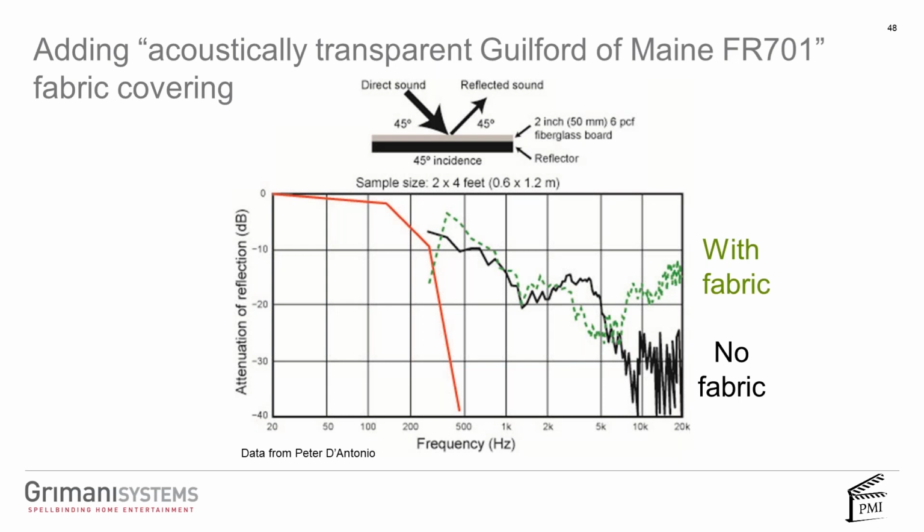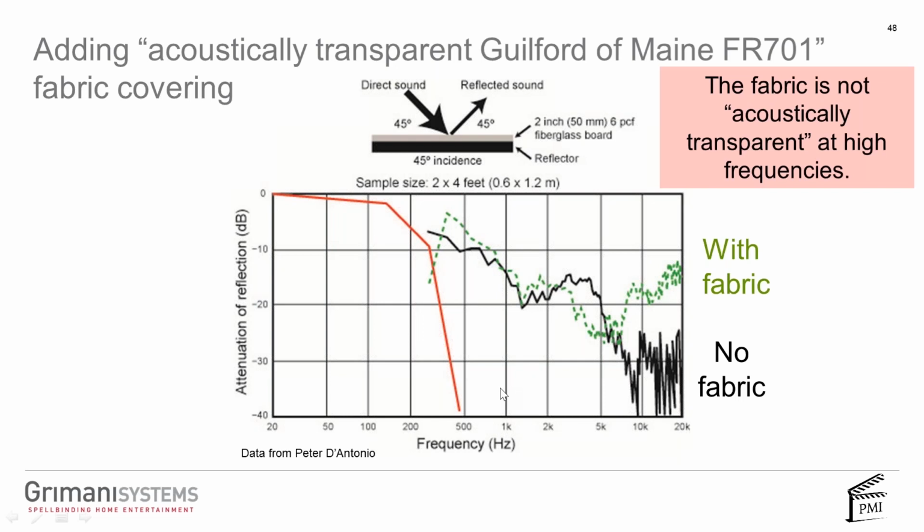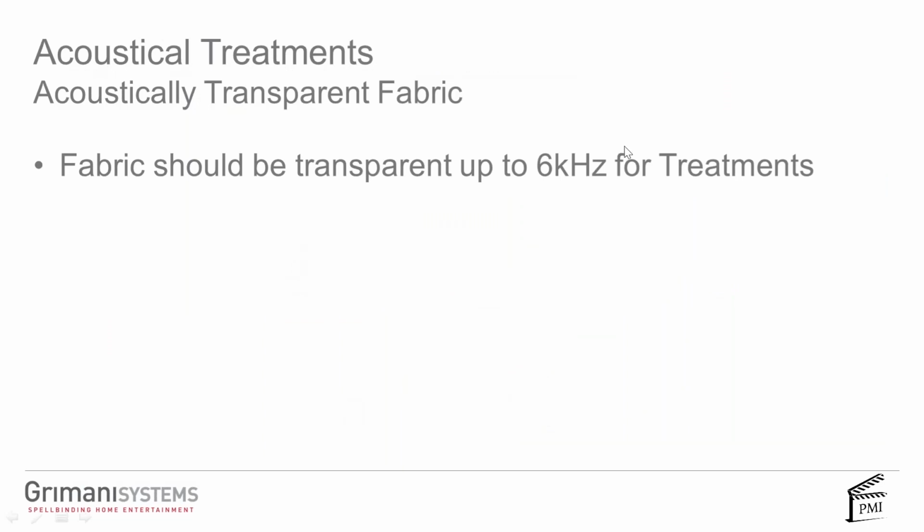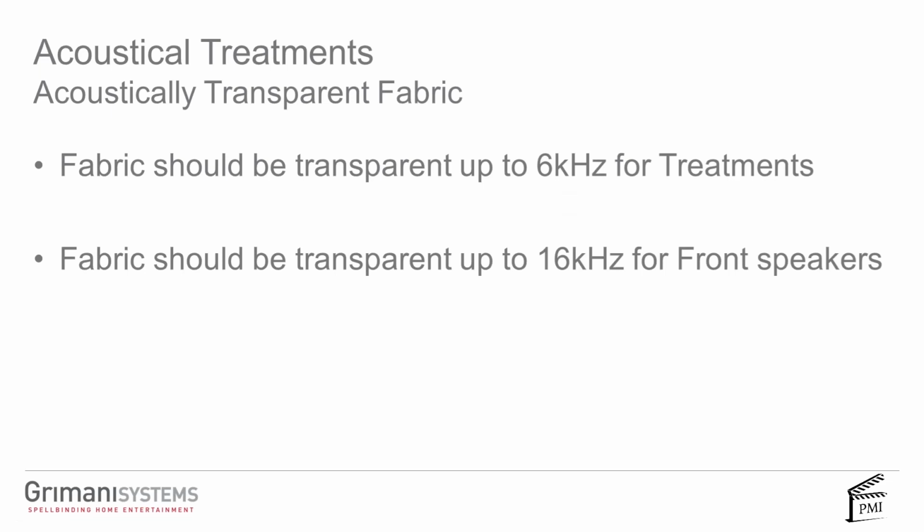That's an absolutely beautiful fabric. It stops transmitting sound above, I think, about 1 kilohertz. So this is a measure of how much sound gets through. Just be really careful. You've got to make sure the fabric is acoustically transparent and doesn't introduce any attenuation. It needs to be at least up to 6 kilohertz, preferably 10 kilohertz for a really good room.